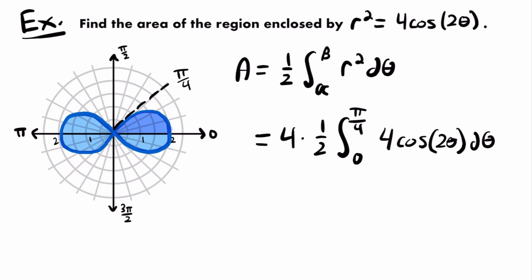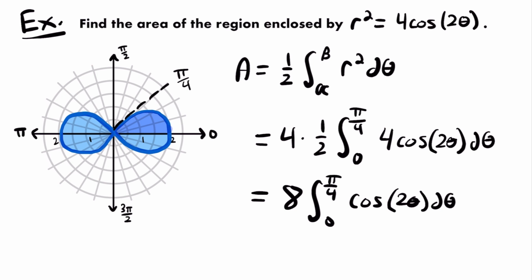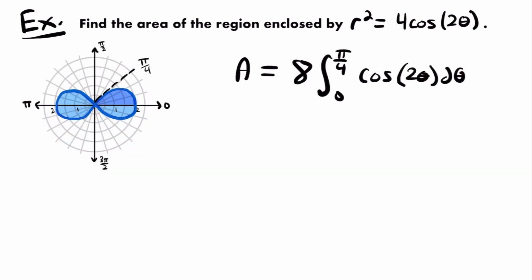Okay, and so now we have a pretty simple integral to solve. Cosine of 2 theta can be integrated using u substitution. But first, let's simplify this a little bit by pulling out this constant of 4 to the outside and multiplying our constants together. 4 times 1/2 is 2, and 2 times 4 is 8. So this is equal to 8 times the integral from 0 to pi divided by 4 of cosine of 2 theta d theta.